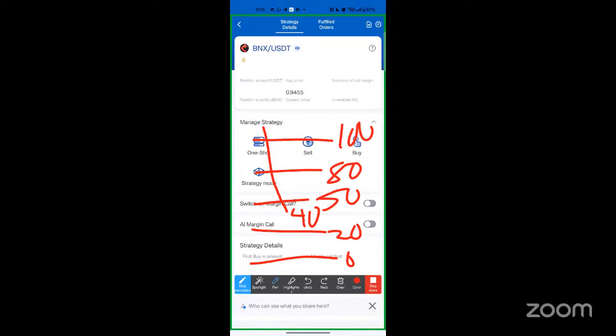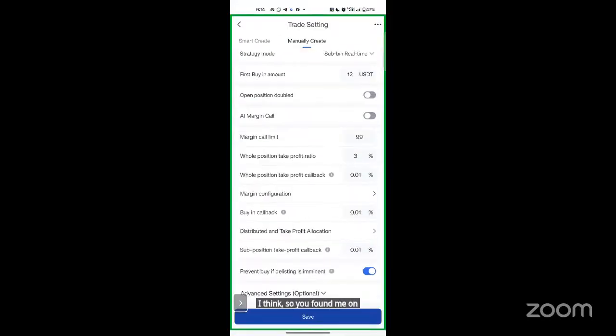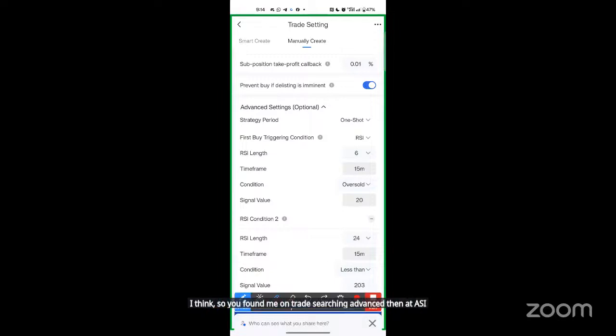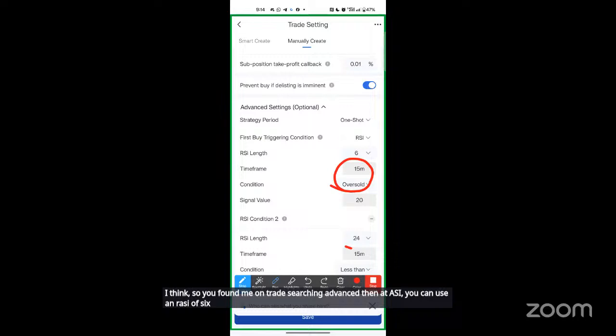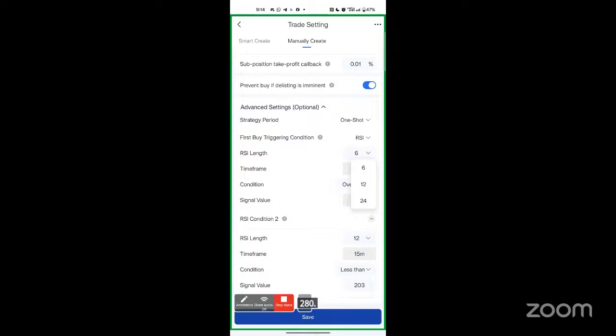Any RSI that goes below 40 is safe. If you have fear, switch on the AI margin call. You come here to trade setting, advanced, then RSI. You can use an RSI of 6 and an RSI of 12, or 6. Then you put less than 40.